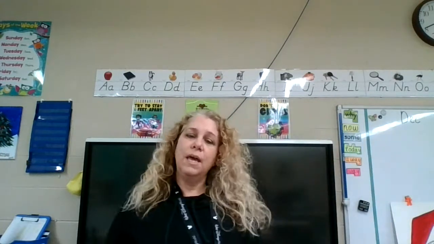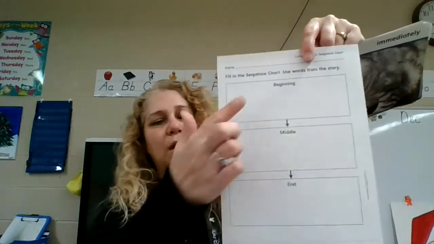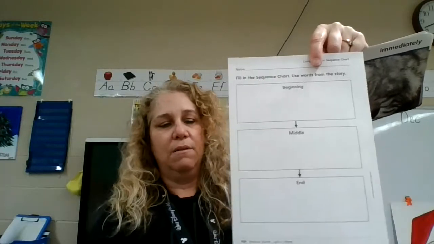Okay, so today I want to review our vocabulary words first, and then we're going to read our big story today from our big book. So you're going to need your big reading book, and then you're also going to need this chart, this paper that has our chart, because we're going to be talking about beginning, middle, and end of our story.